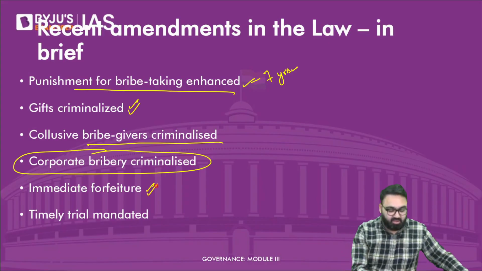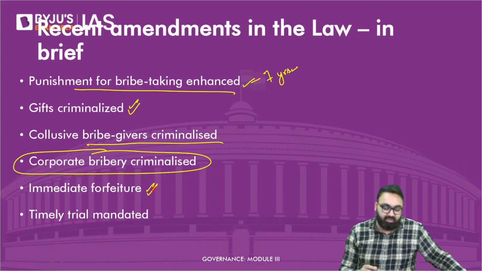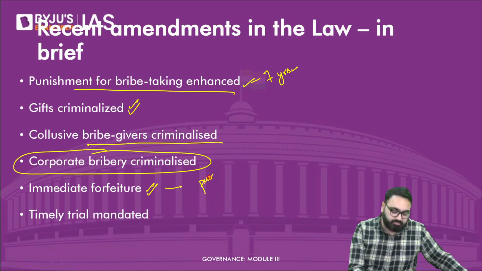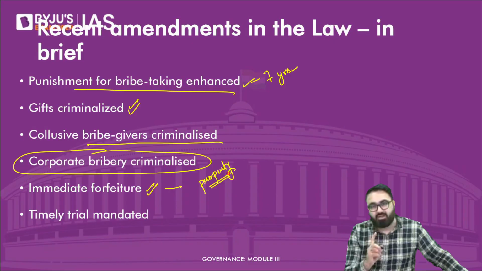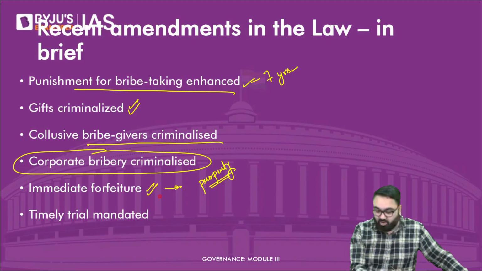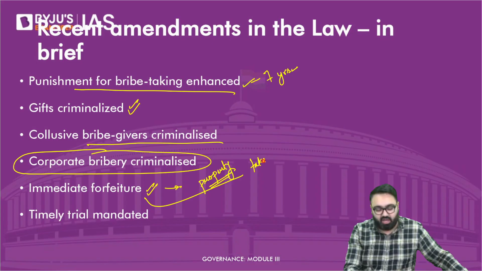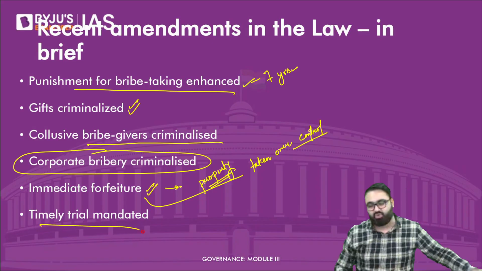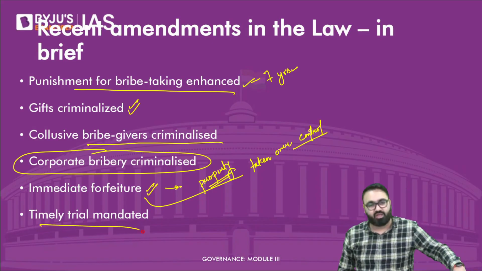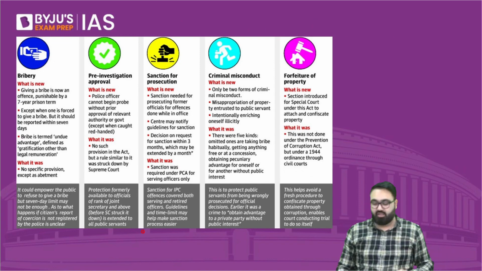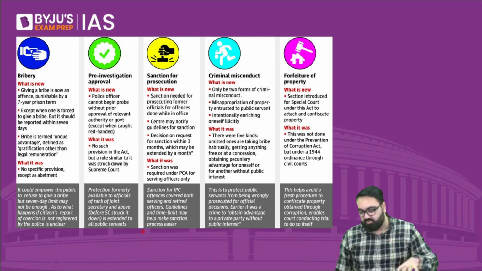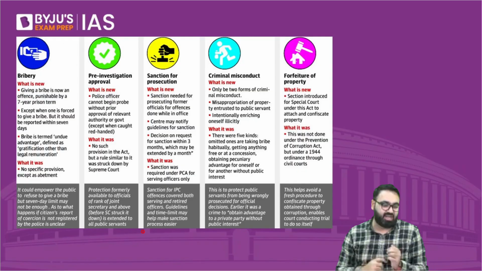Immediate forfeiture. Now, what do you mean by this? If you have any property that you owned illegally, that will be forfeited. Forfeited means taken over control. Government will take over the control of that property. Timely trial, as we discussed, usually 2 years, maximum extended up to 4 years, and the trial has to be finished. This is again a summary of the different types of changes that were introduced.